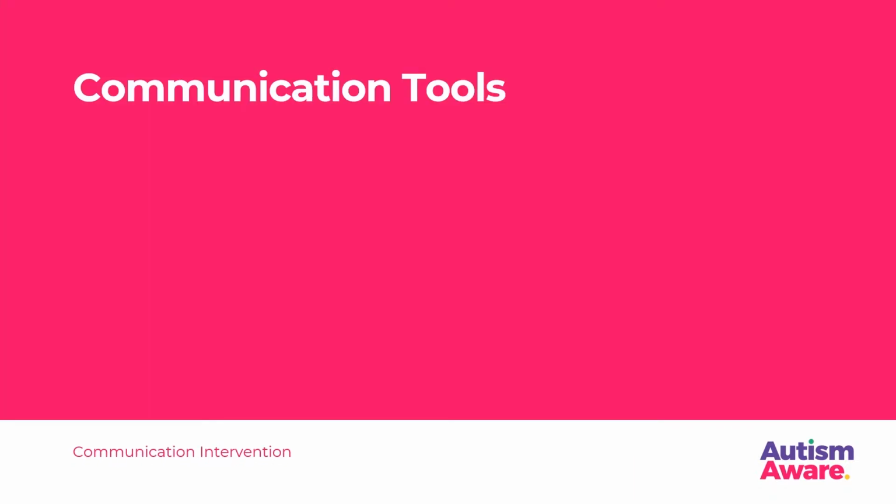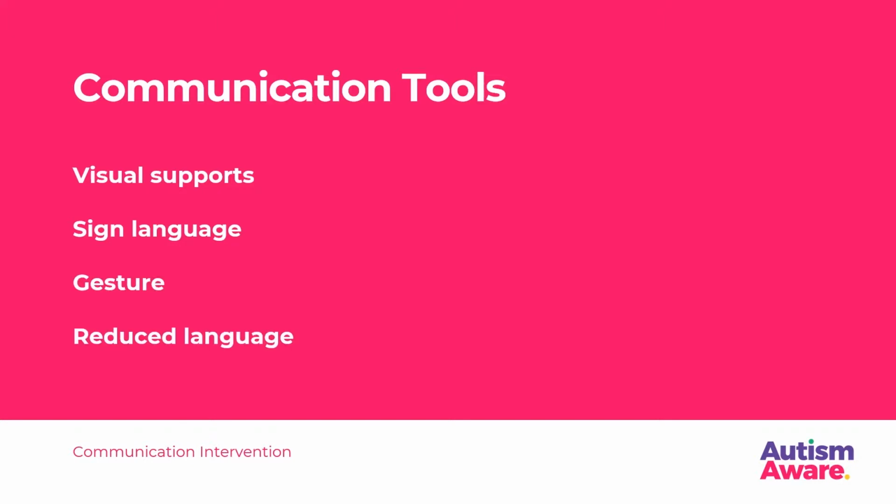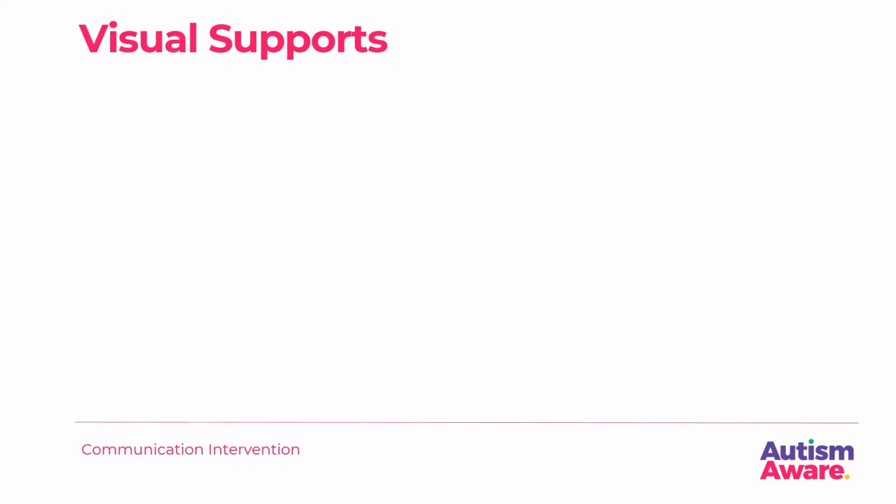Communication tools. There are many ways to teach a child to communicate using a variety of methods and tools. The following are some of the most commonly used and effective methods of teaching communication skills to children with autism: visual supports, sign language, gesture, and reduced language.